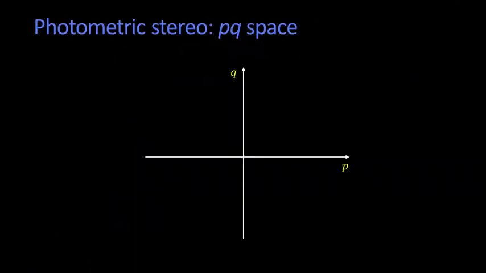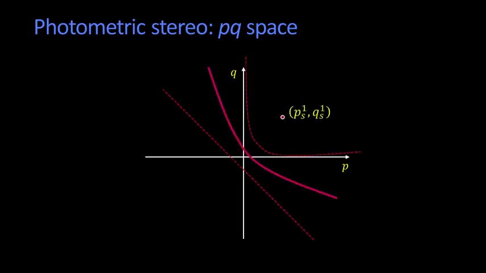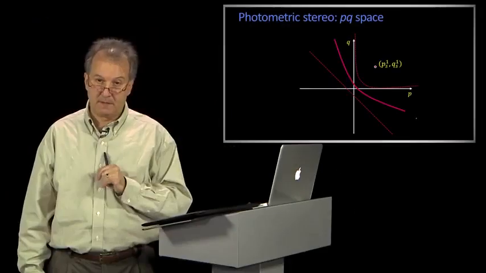So to do that, let's take a look at this in PQ space. Let's suppose we have some light source, the first light source PS1, QS1. Remember, we know where it's located. And then if we measure its intensity, let's say it's 0.7, that's some particular curve here. The other ones are dotted to remind you of them. But the idea is that the solution for P and Q must lie somewhere on that curve, right? We don't know where yet.